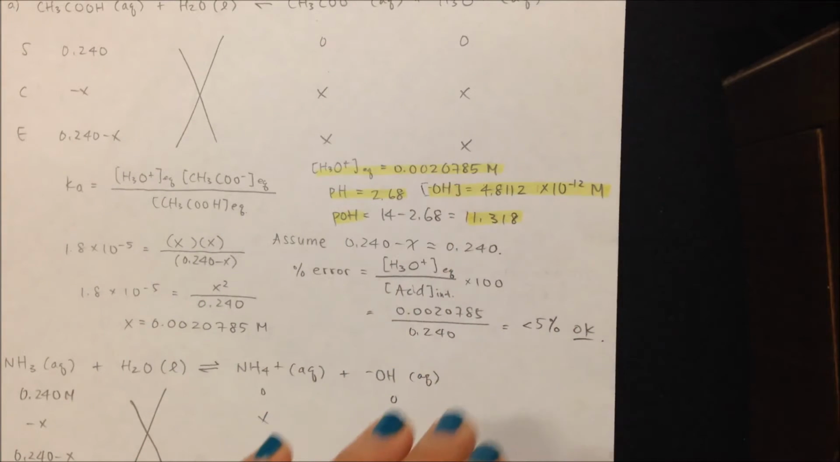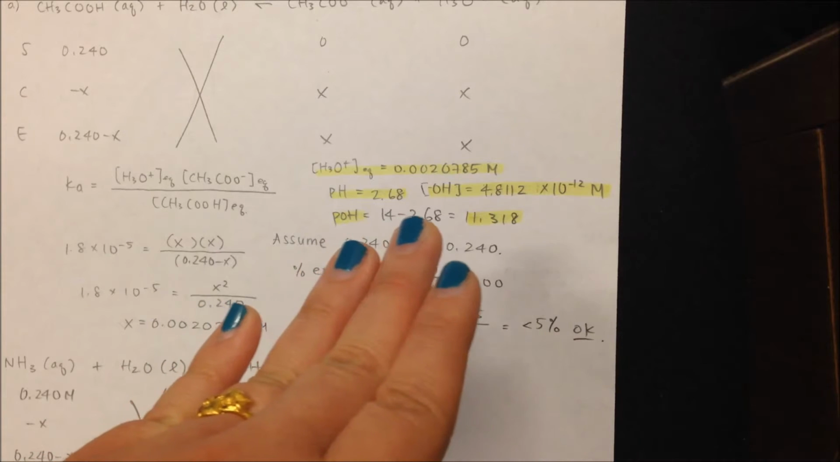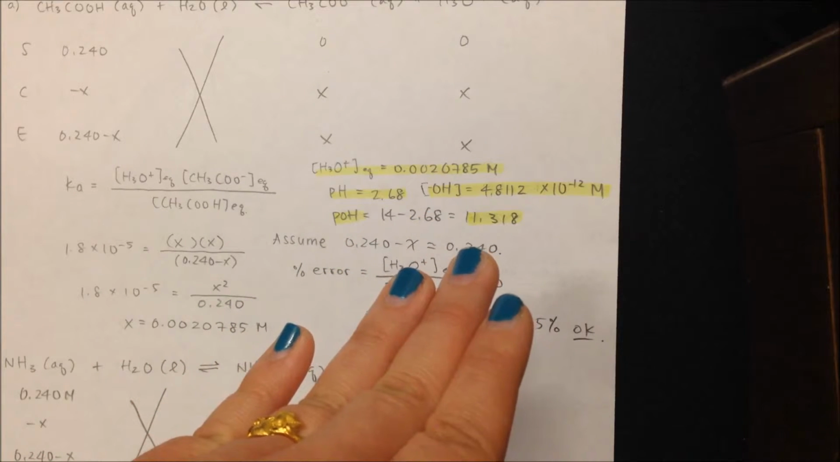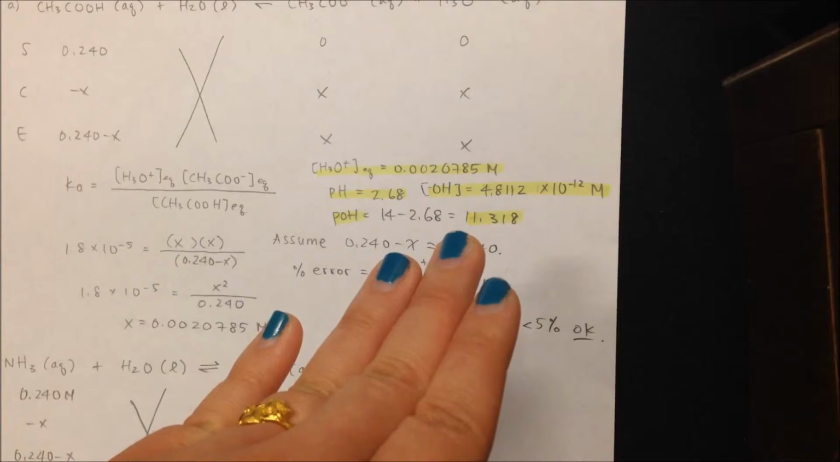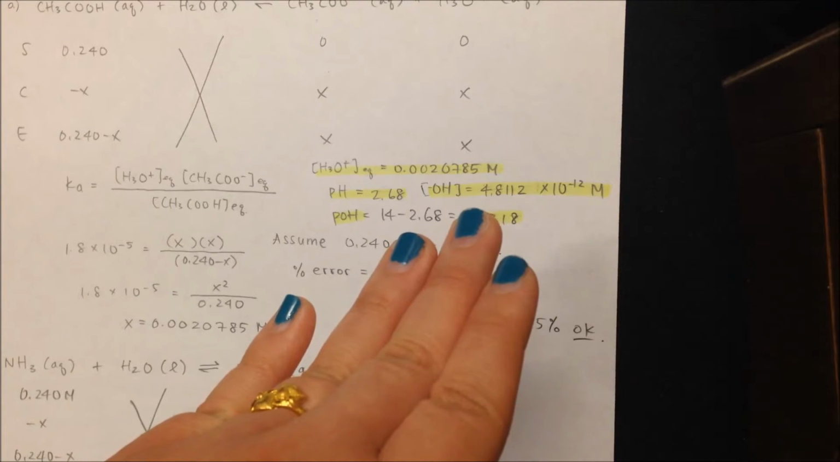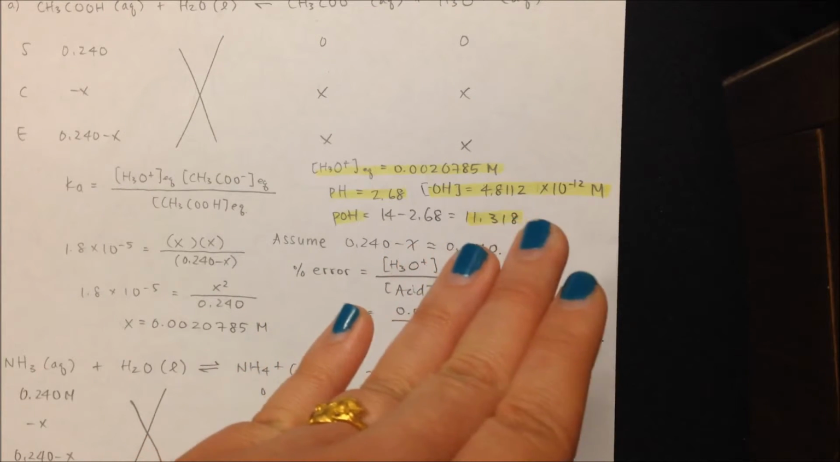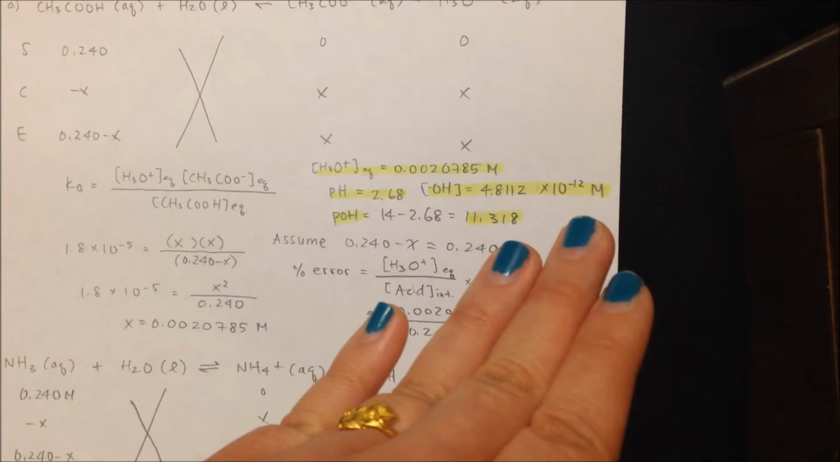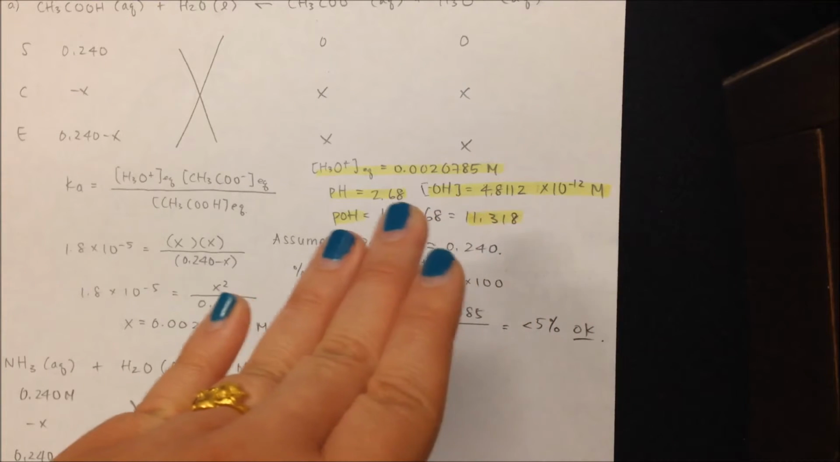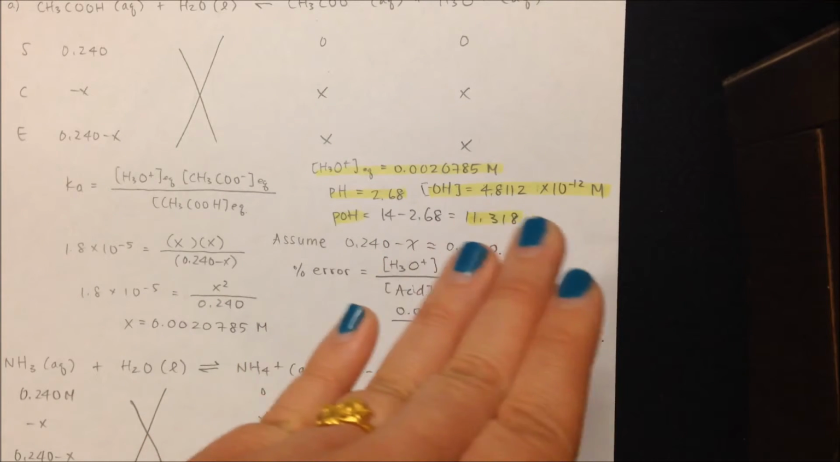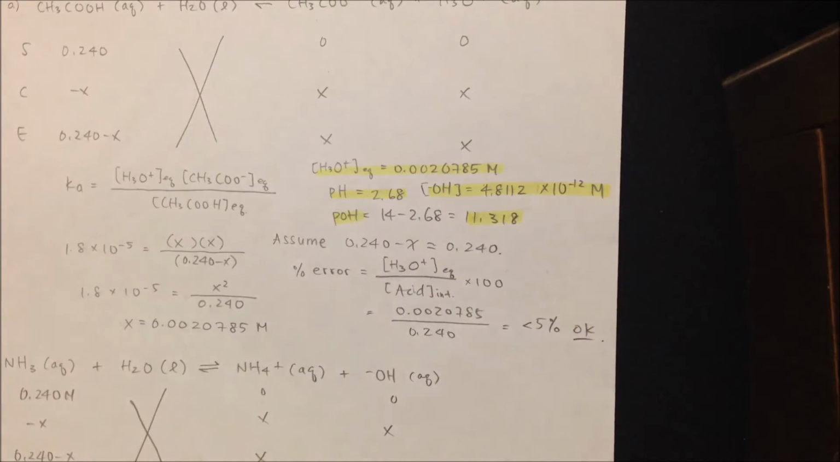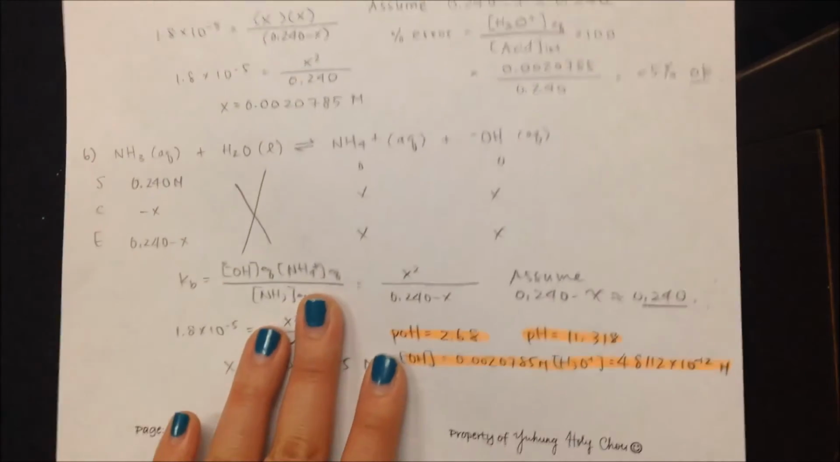11.318 pOH. And then from pOH, we can determine the OH concentration by taking 10 to the negative 11.318, which gives you 4.81 times 10 to the negative 12 mole per liter, which makes sense because that's acetic acid, and your concentration of OH should be extremely low. Right? So now we'll move on to the next question.